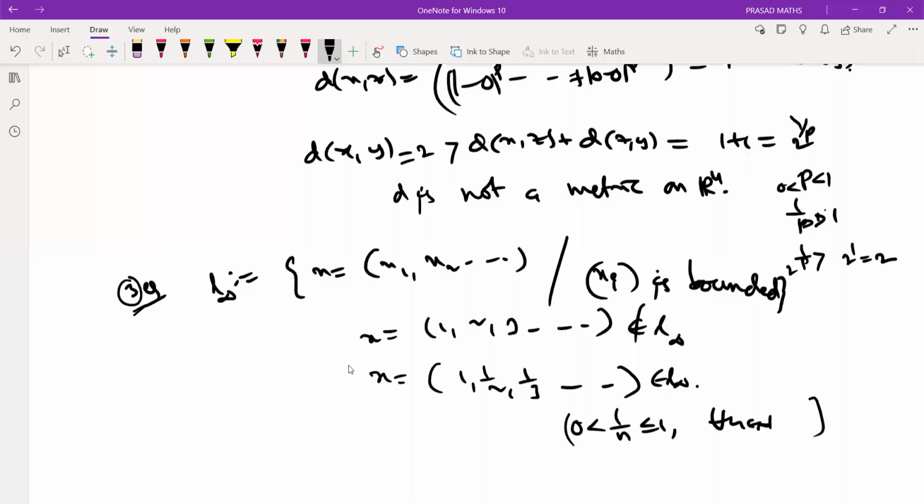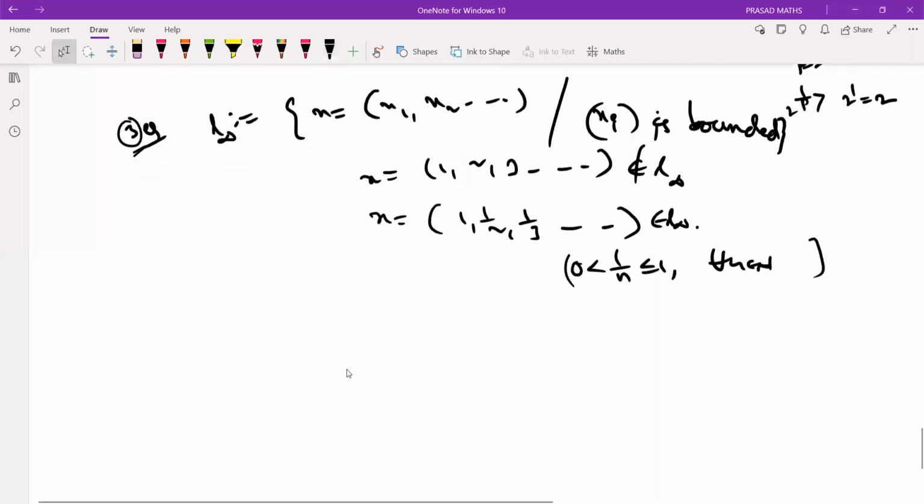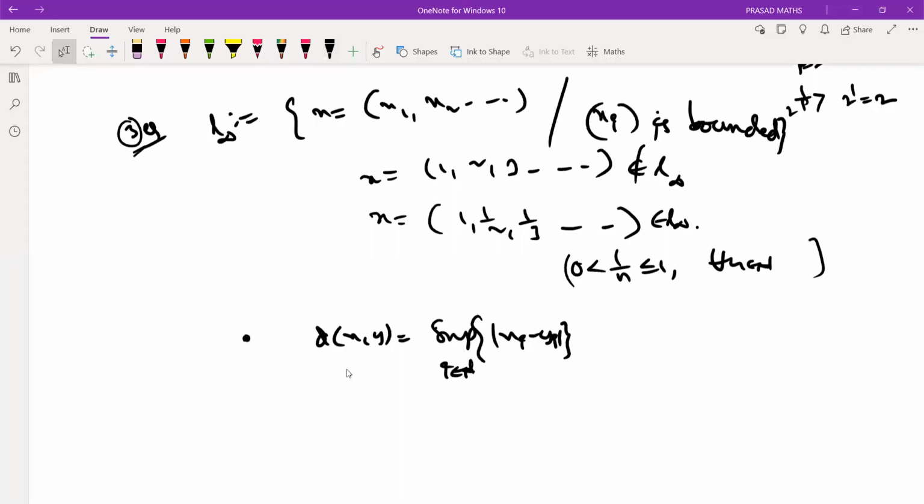Right? So, can you give a metric? Yes. D of x comma y is equal to, so bounded means the supremum always exists. Therefore, you can take the supremum of |xi minus yi|, i belongs to N, for any two bounded sequences. So this is a metric by the same proof.